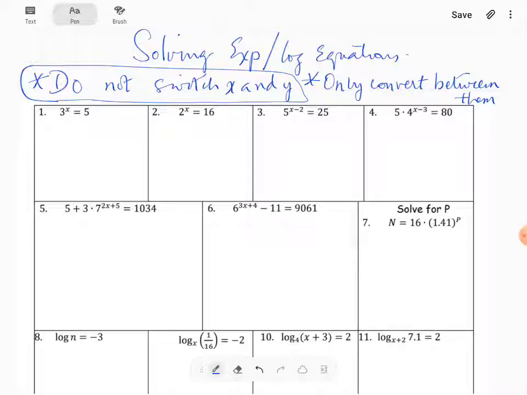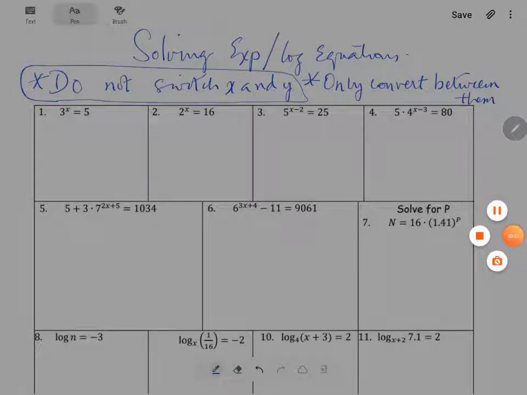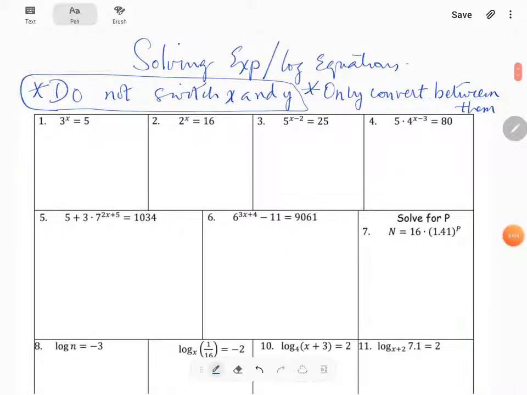Okay. All right. So if you look at the situation here, you just have to exponentiate. It's already an exponent. You have to apply log on both sides. No switching. The base is the same as the base of the exponent. So everything else is just the same. Okay. So this will become x equals log 5 base 3.